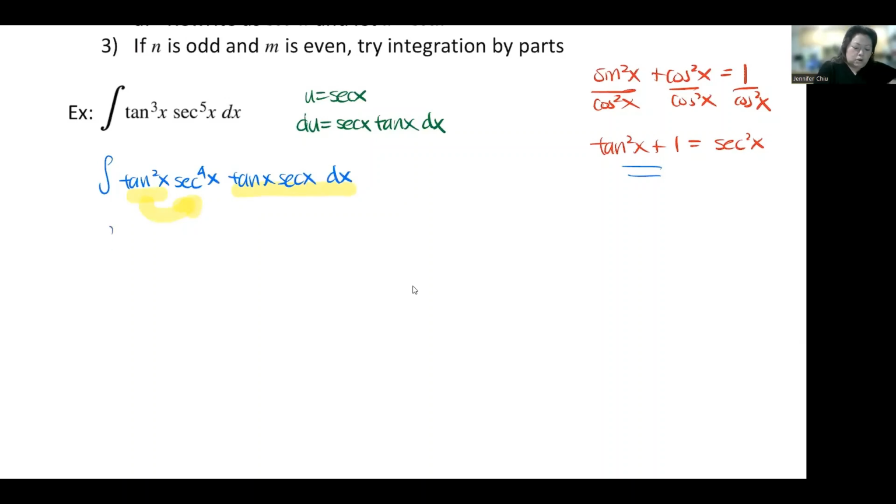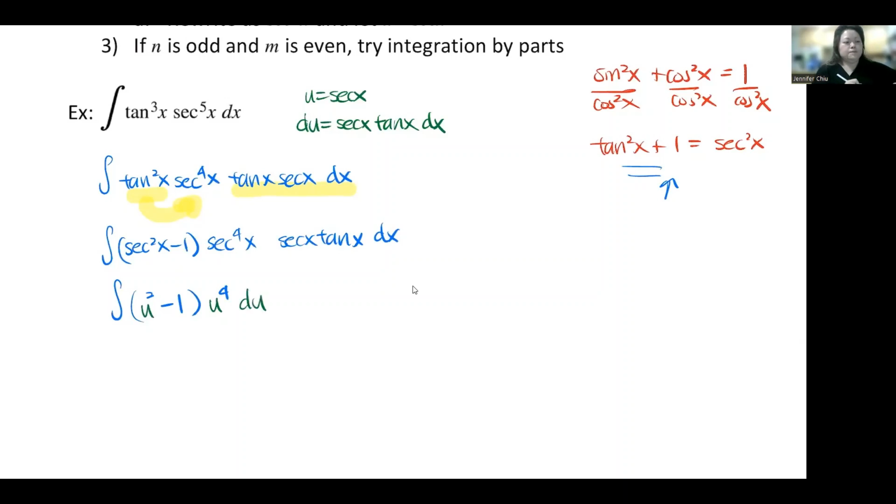Okay, so tangent squared can be replaced by secant squared minus 1. So secant squared x minus 1, using my Pythagorean identity right here, right? And then secant to the 4th x, and then secant tangent x. Doesn't matter, I just switch it so it's a little bit easier for me to see the u and du, right? Okay, so now my new integral becomes secant squared minus 1, secant to the 4th. So my u squared minus 1 times u to the 4th, and then du. All right, now this becomes the same thing as a previous problem.